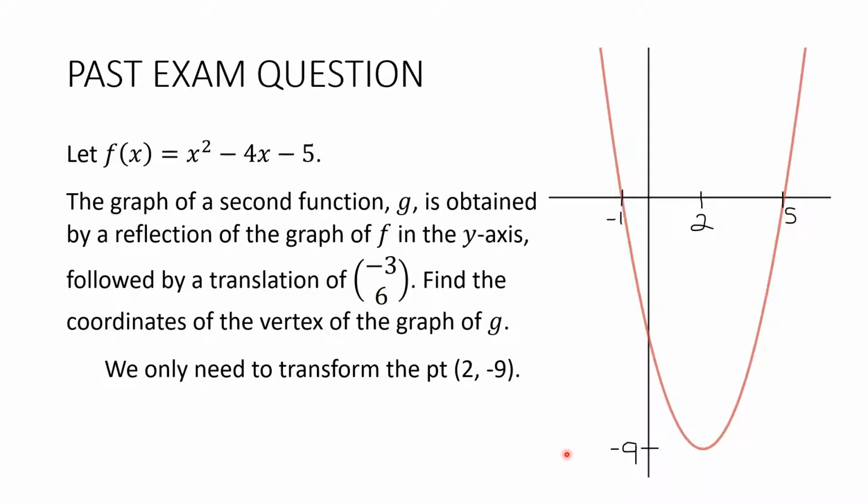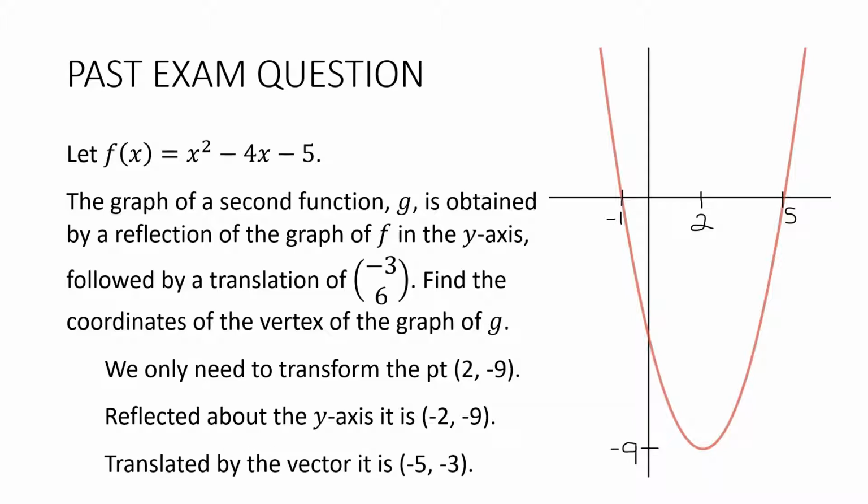The reflection is going to become (-2, -9). That's pretty easy. Now this translation, I'm going to go -2 minus 3 is -5, and then -9 plus 6 is -3. And so after it's been translated by the vector, the coordinates of the vertex of the graph of g are (-5, -3).